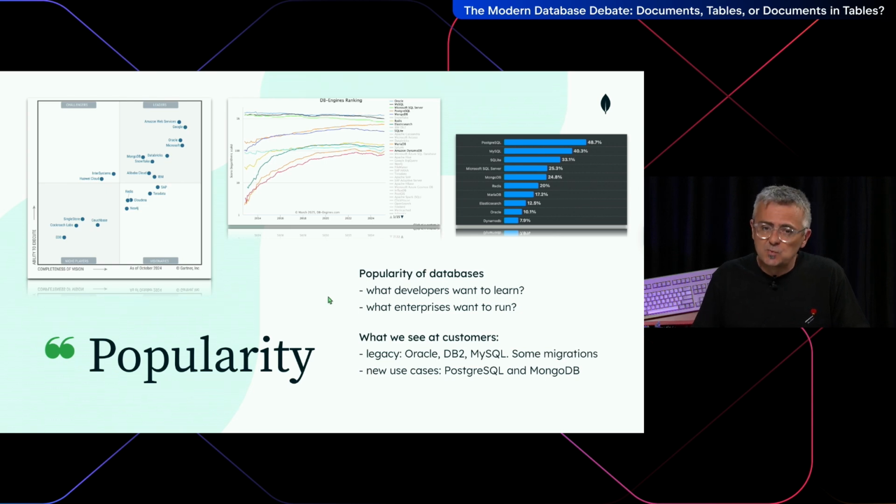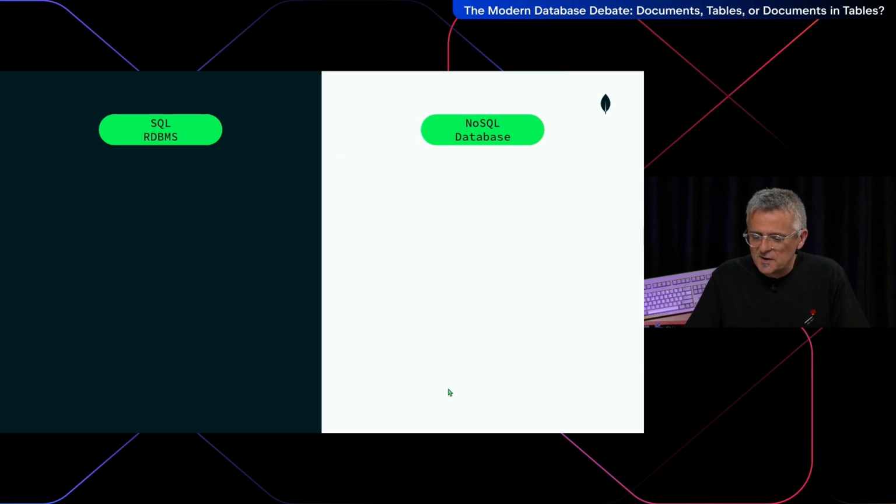But for sure, what we see at customers, users, is, of course, there are a lot of legacy databases, so Oracle, DB2, they are still there. But for the new use cases or the applications that are modernized to a new database, what we see is often developers or architects asking, should I go Postgres or should I go MongoDB? So those are the two most popular ones.